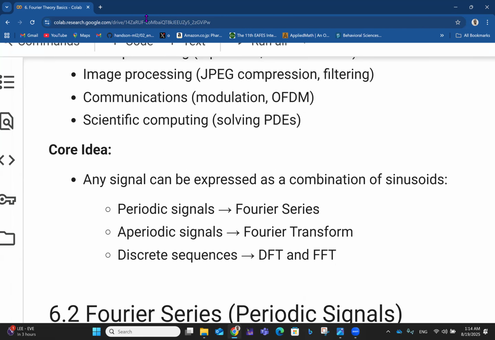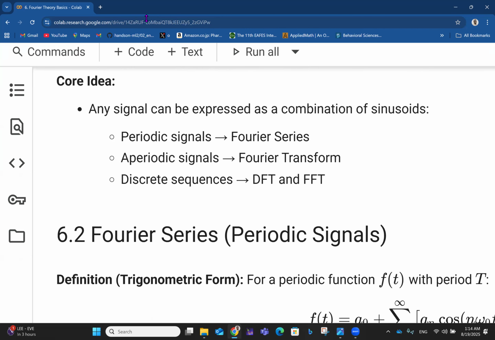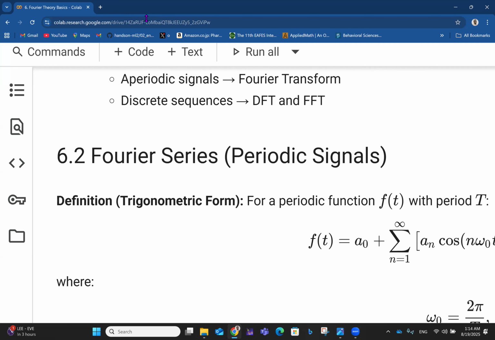So what is the core idea of Fourier theory? Any signal can be expressed as a combination of sinusoids. That's the core idea. So you can have any signal, any data set, any function, any time series, and you can break it down into sines and cosines. Those are sinusoids. For periodic signals, you use Fourier series. For aperiodic signals, you use Fourier transforms. And for discrete sequences, you have DFT and FFT. DFT is the discrete Fourier transform, and FFT is the fast Fourier transform. We'll be exploring all of these concepts in this video.